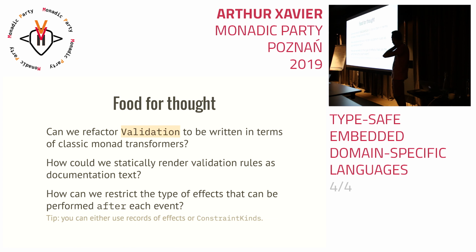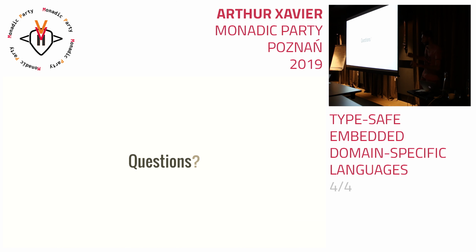What if we wanted validation to be written in terms of classic monad transformers? It's pretty easy, I guess. How could we statically render validations as document text? We do need to have some drastic changes in order to be able to do that. And how can we restrict the type of effects that can be performed after each event? This is hard. We can either use some records of effects or we can use constraint kinds, which is pretty cool. Does anybody have any questions? I'm going to post these slides, by the way, so you can refer to all of this in the repo later. Does anybody have any questions?